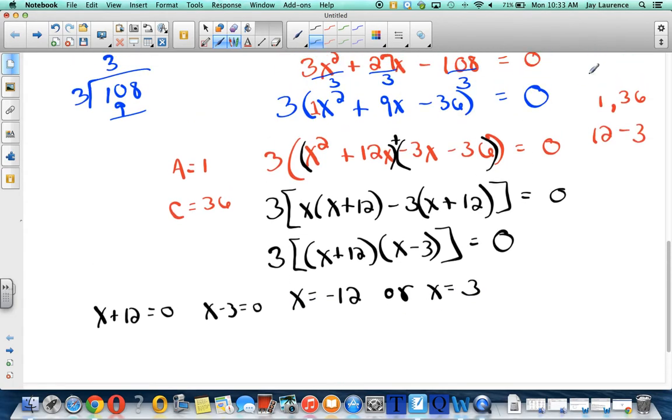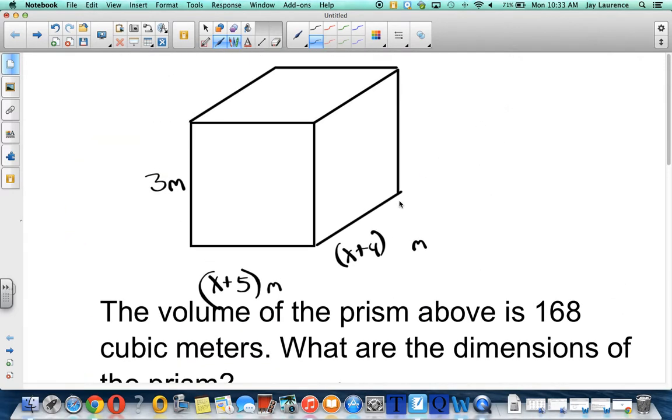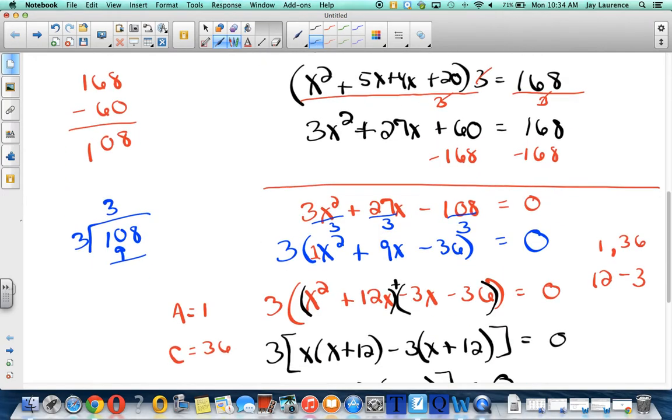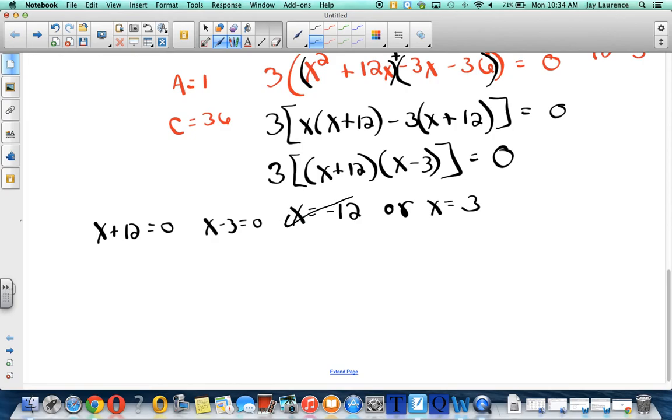Now, if x is negative 12, there's a problem because my prism ends up with negative sides. Like this will become negative 7, and this will become negative 8. You can't have a measurement that's negative 8 units long, or negative 7. All distances have to be positive. So I'm going to throw that answer away and assume that x must equal 3.